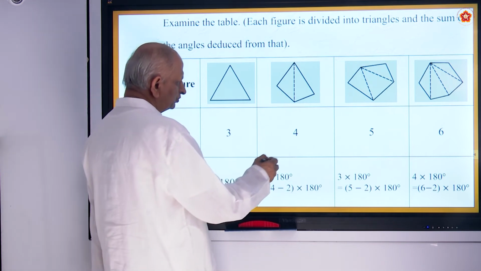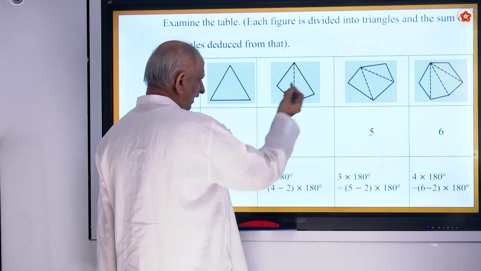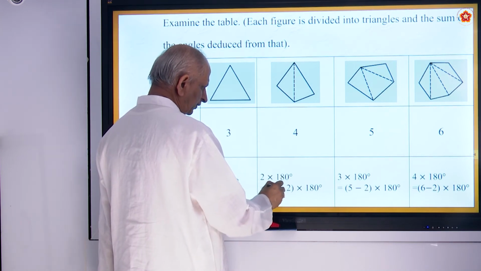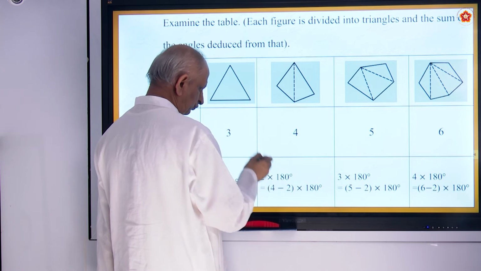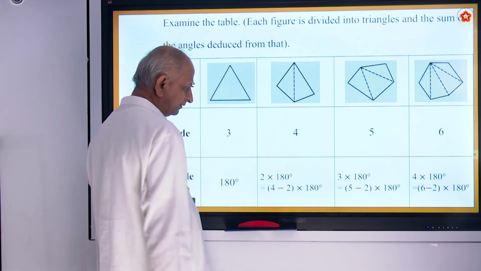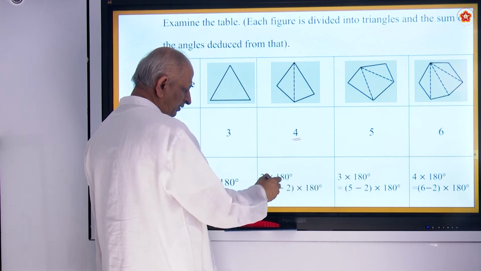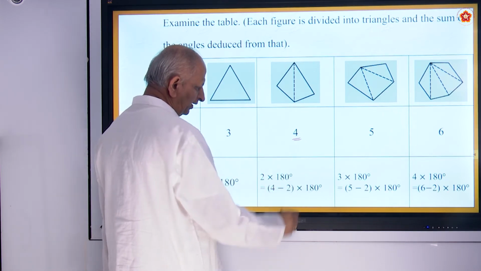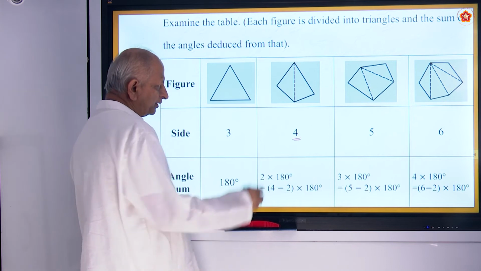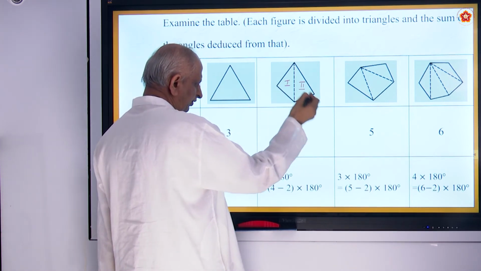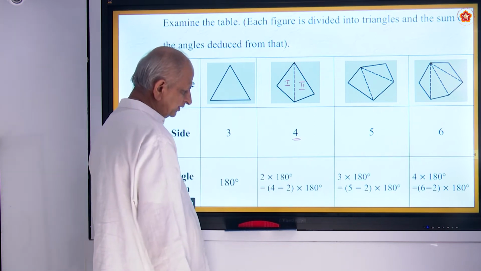So there are 2 triangles here. The sum of the angles is 2 into 180. How do you get to 4 minus 2? It is a simple way of remembering: however many sides there are, here 4, minus 2, into 180. This is one triangle, this is another triangle, so the sum of these two is 360 degrees.